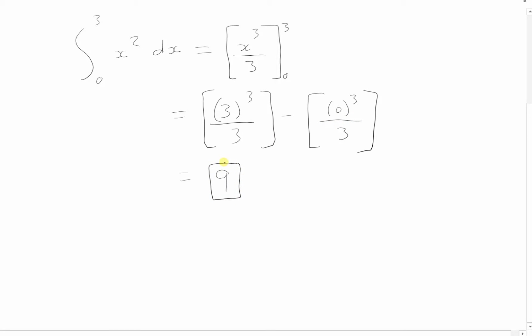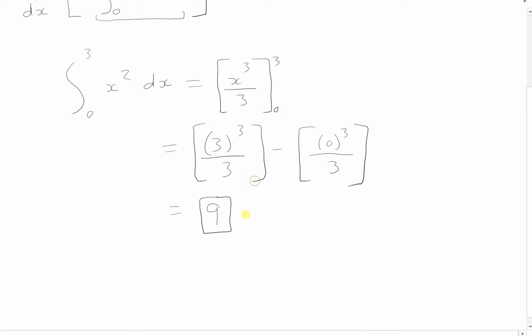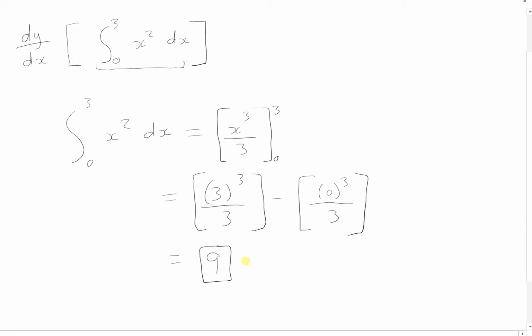Okay, so once you've gotten this value, what you should do is now plug this value into the parentheses, or the brackets, you've got over here. So it's going to be d/dx of 9. Now if you look at this, all it's asking for is for you to find the derivative with respect to x of 9. In other words, all it's asking you to do is find the derivative.